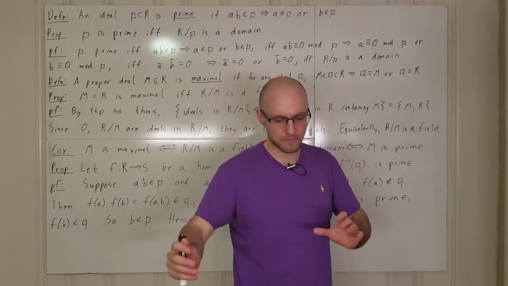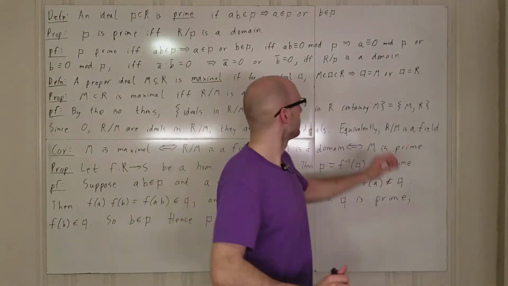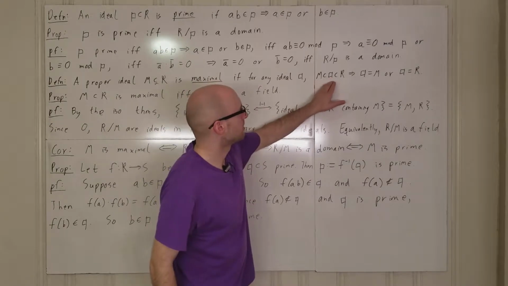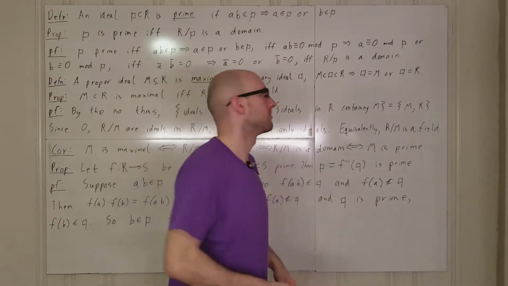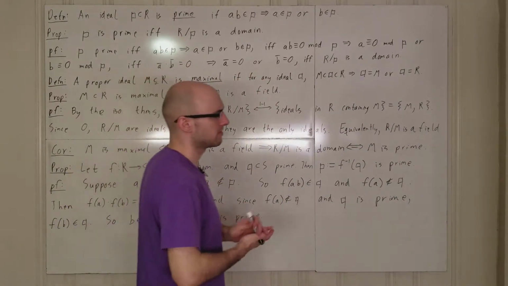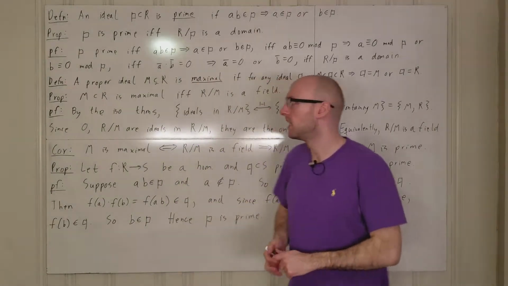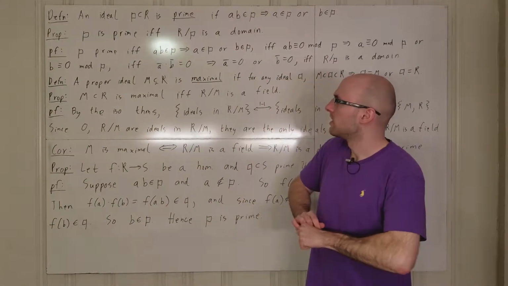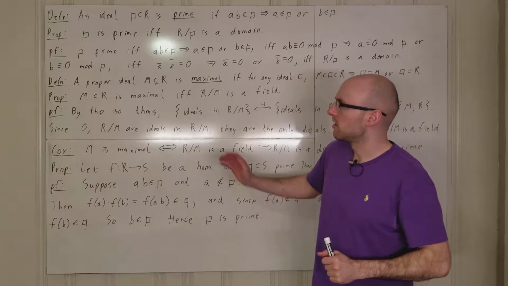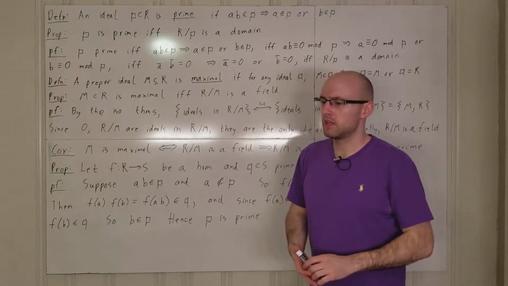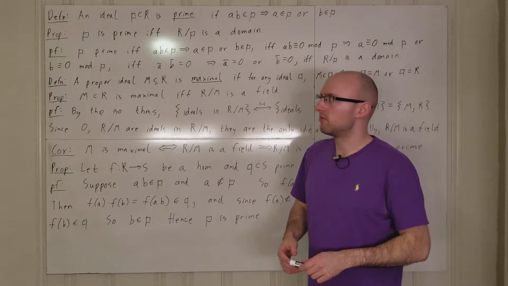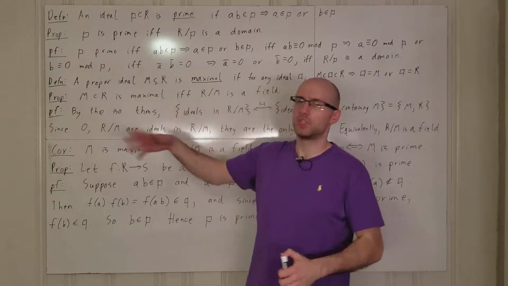You can't have an ideal which properly contains M and which is properly contained in R. And that sort of makes intuitive sense. So in some sense, R would be the only ideal which is distinct from M, which contains M.